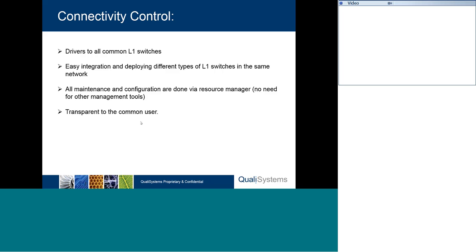You have easy integration and deployment of different types of layer 1 switches in the same network. Some customers have different types of layer 1 switching. Some of them use layer 1 switching for testing, some for network processors and such. You can work with different types of layer 1 switches. All maintenance and configuration is done via Resource Manager, so there is no need for other management tools. And actually, it's transparent to the common user.